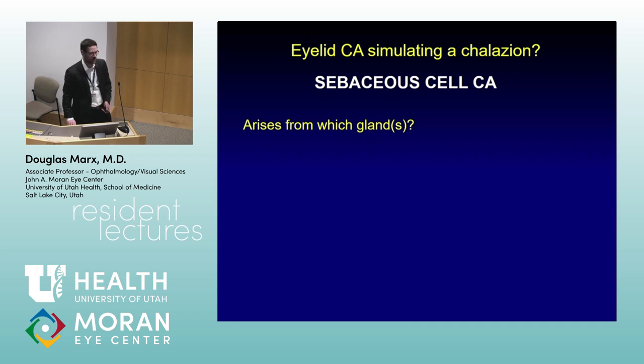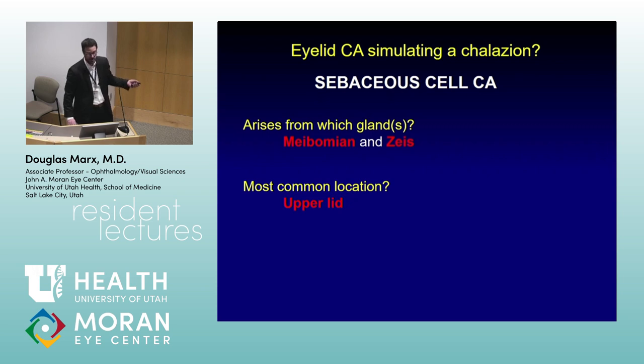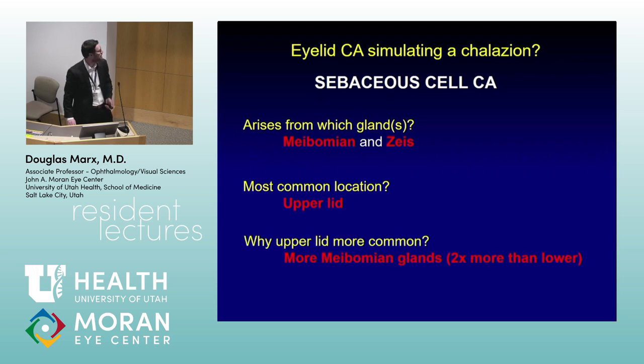Okay, which gland did it come from? Glands of Zeis and Meibomian. Both. So think about that. It's also Zeis. Each time I look at that, I'm like, oh yeah, that's right. Most common location? Upper lid. That's how I think of it. I don't know if that's necessarily true, but there's more. Is it 40 and 20? Depending on the studies you look at, some say 60 and 30, some say 40 and 20, but there's about two times as many.